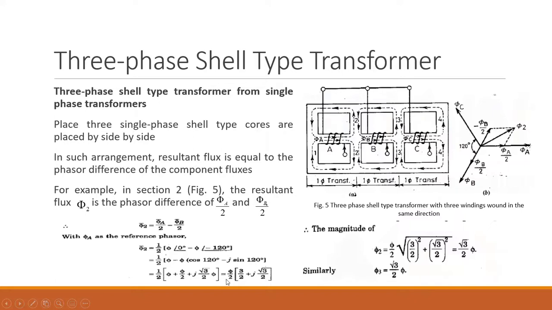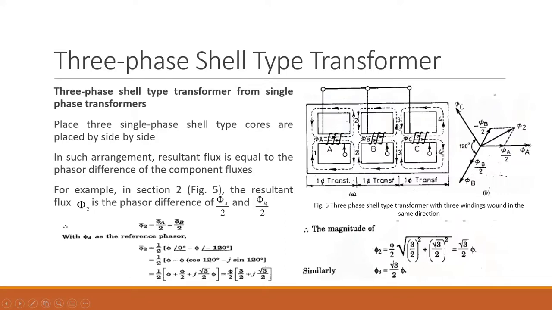and simplification, what are you going to get? You are going to get phi by 2 into (3 by 2 plus j root 3 by 2). The magnitude can be determined in this way. We all know how it can be determined. So ultimately what you are going to get is root 3 by 2 phi here. So the magnitude of the flux here is root 3 by 2 phi in this section.